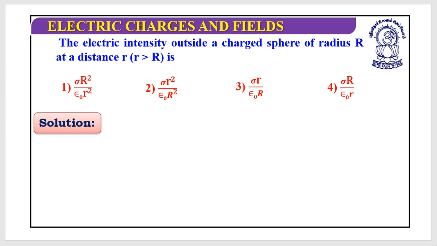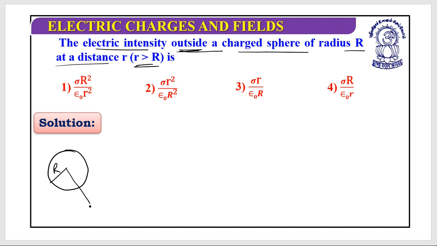Look at this very carefully. What they have given is the electric intensity outside a charged sphere of radius R, at a distance r, and as they mention outside, that means r is greater than R. So the situation would look like this: this would be the sphere, this is its radius R. You require an electric field at this location, this is r.